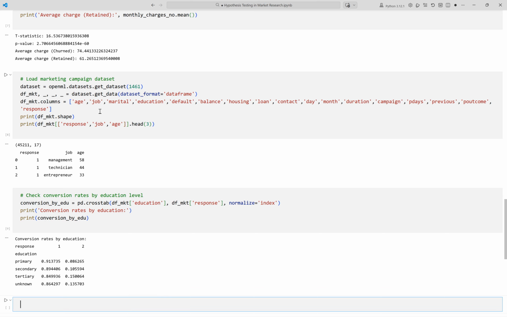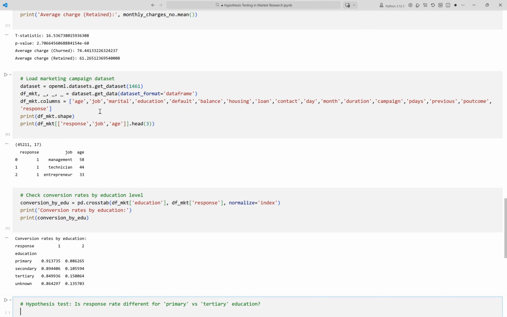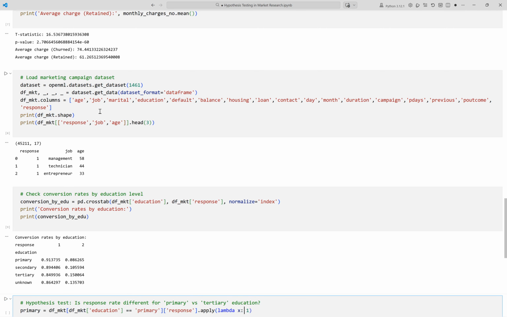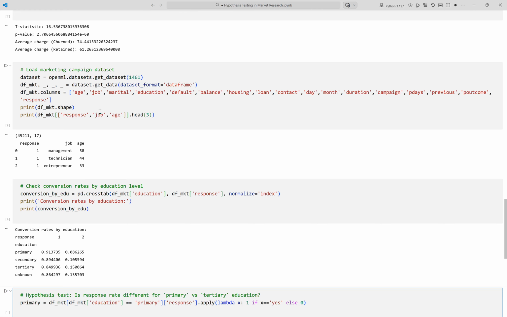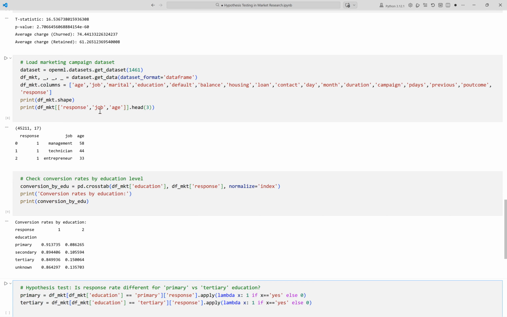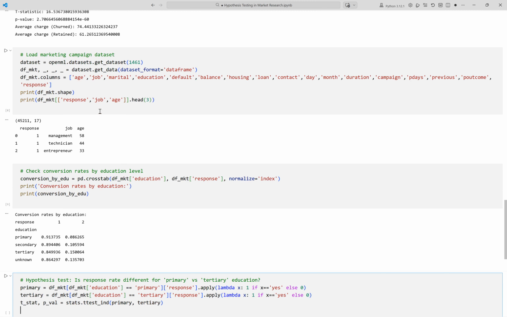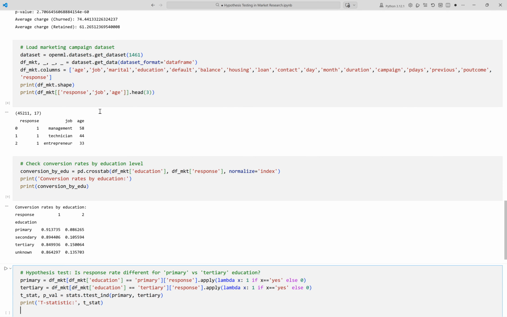A deeper hypothesis: do customers with primary or tertiary education respond differently? We encode campaign responses as 0 and 1 for both groups. The groups are separated for statistical comparison. We apply a t-test to see if average response rates differ. We print the t-statistic and p-value for decision-making.